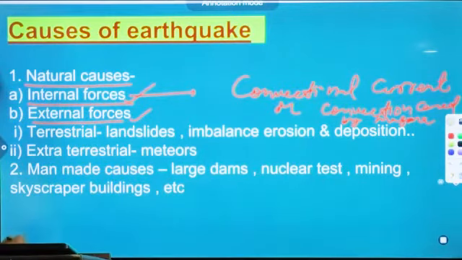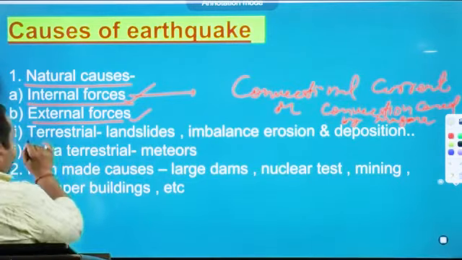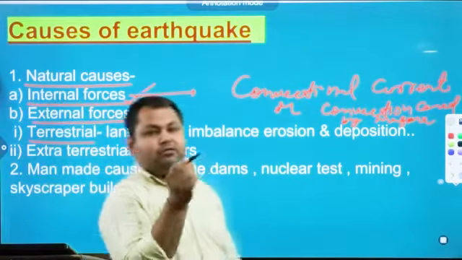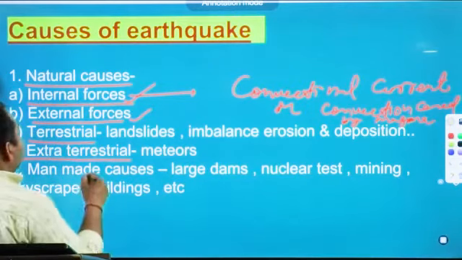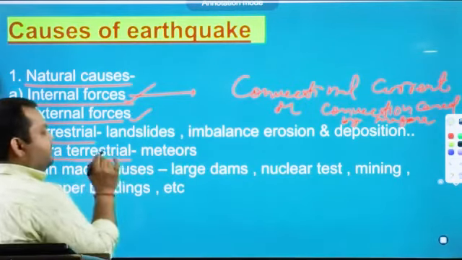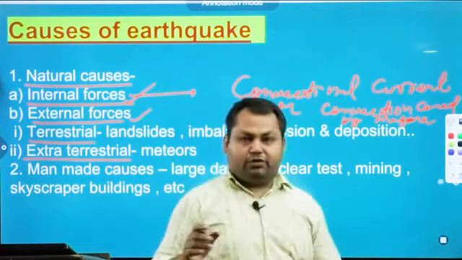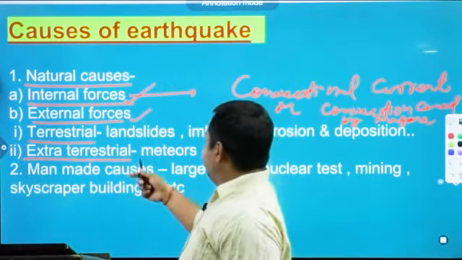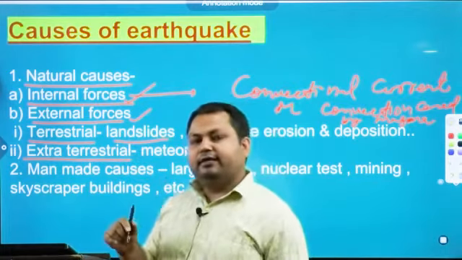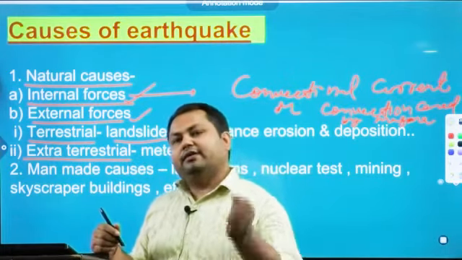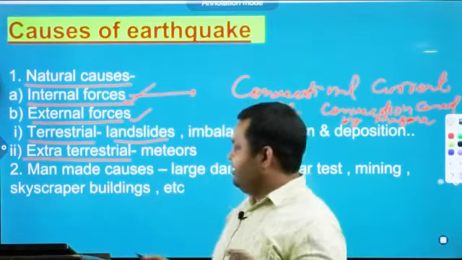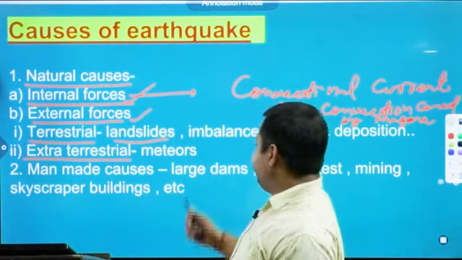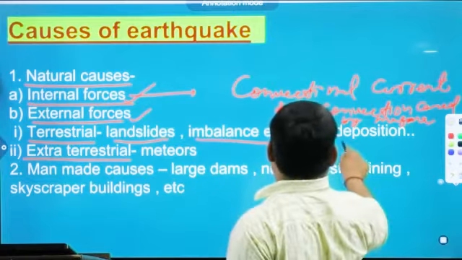In case of external forces, there can be two types. One is terrestrial, related to earth, and the second is extraterrestrial, beyond the earth. Terrestrial factors responsible for occurrence of earthquake are like landslides. If landslides occur in the mountainous region, necessarily there will take place a jerk like force, which shakes the crust. Ultimately earthquakes occur.